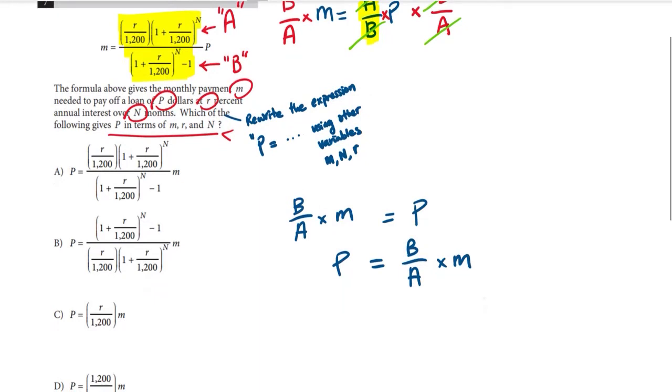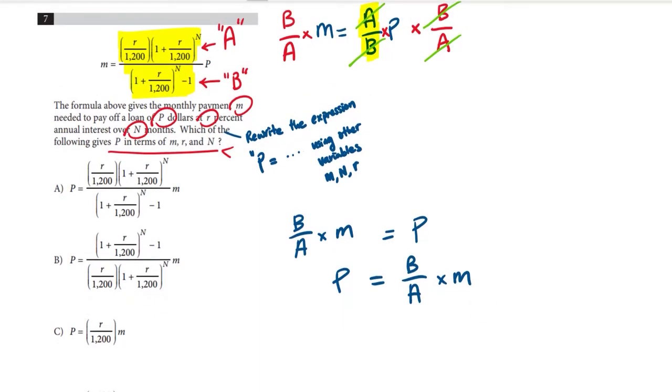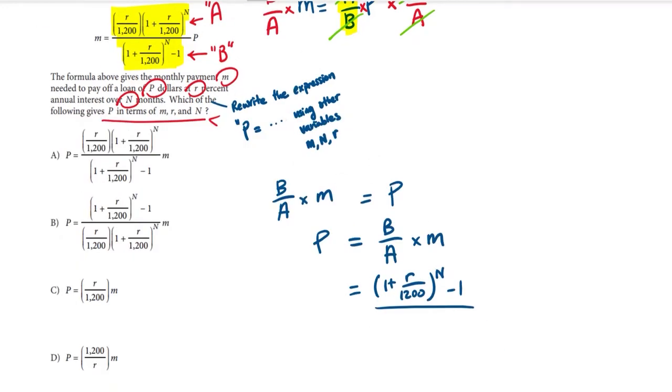So you just need to go back to the original expression. B is 1 plus r over 1200, to the power of n, minus 1, over the numerator, which is A, r over 1200 times 1 plus r over 1200 to the power of n. That is B over A, and then multiply by M. And that's it. Find the one that matches from the choices. The same expression as ours is the B right here.